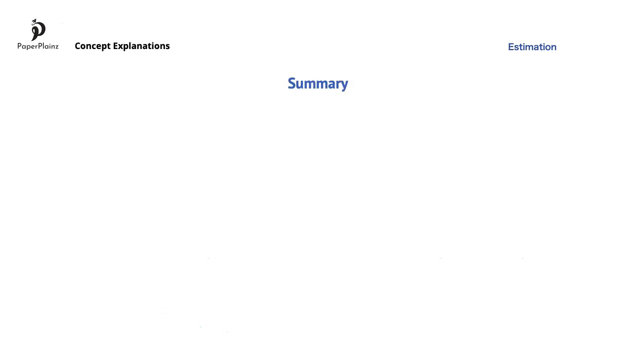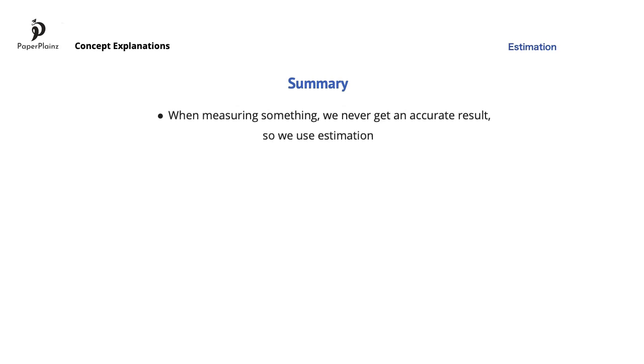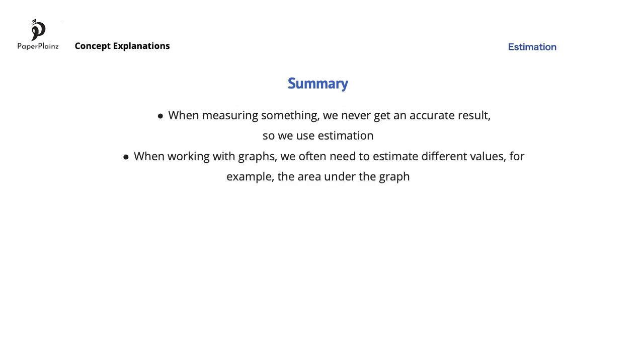Let's summarize what we have learned about estimation. When we measure something using measuring equipment, we never get an exactly accurate result, so we need to use estimation when reporting the measured value. In physics, we often encounter graphs. When working with graphs, we often have to estimate a certain property or value on this graph. In our example, we estimated the area under a graph.